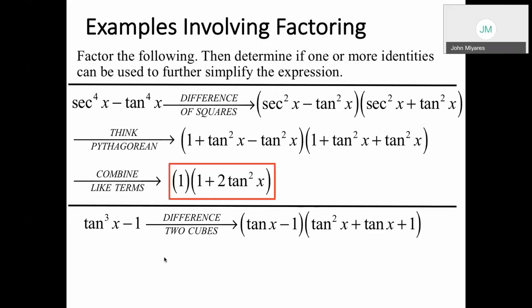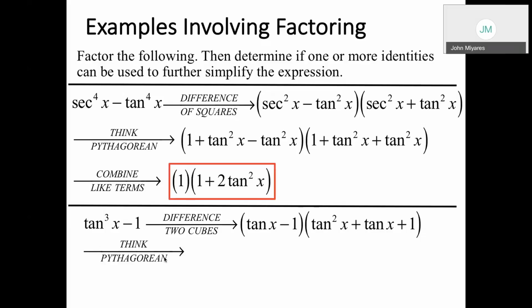In this case, we're going to be treating a as the tangent of x and b as 1. So this will then look like: a minus b is tangent x minus 1. A squared plus ab plus b squared is our tangent squared x plus tangent x plus 1.